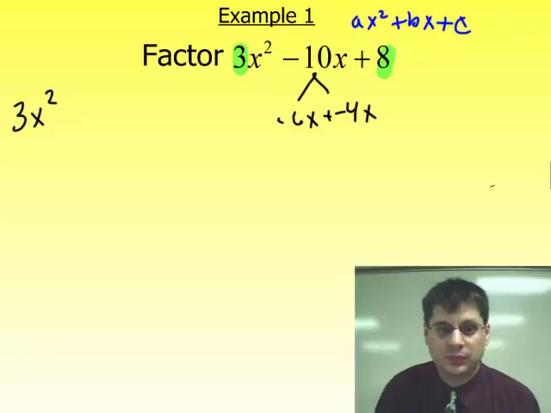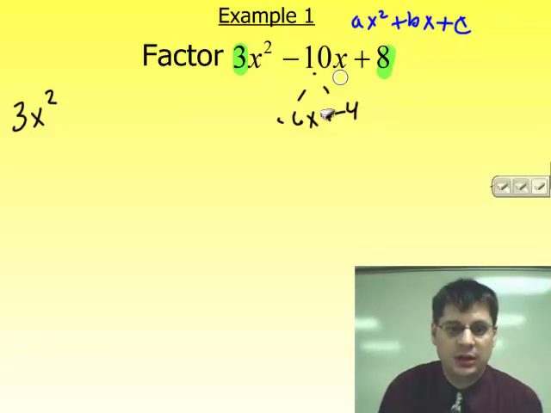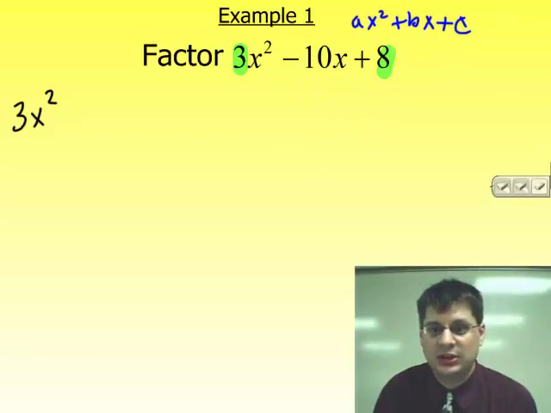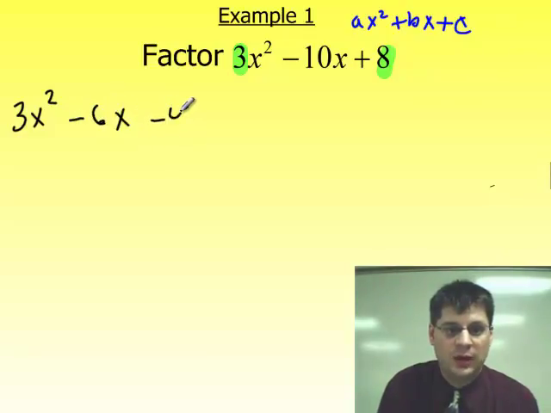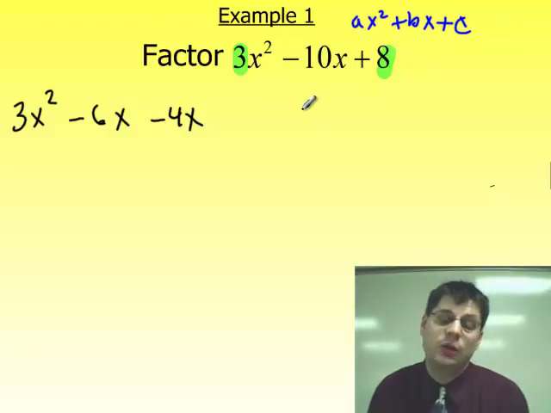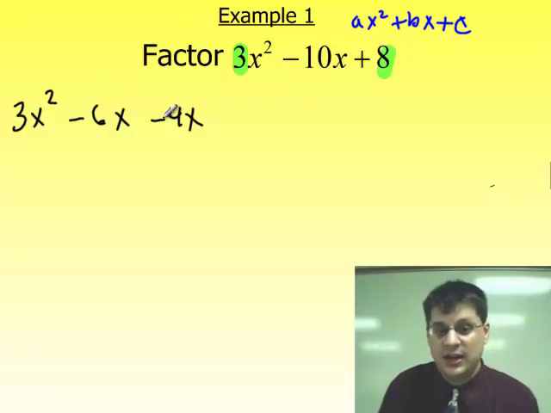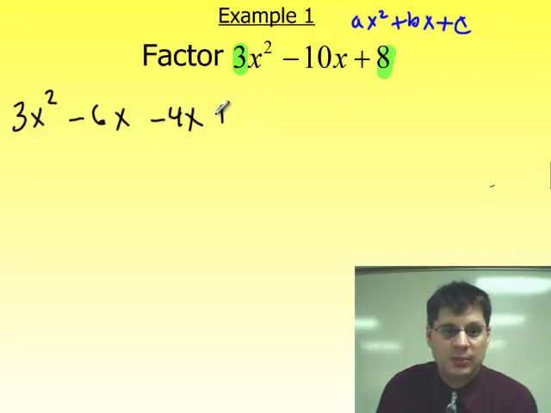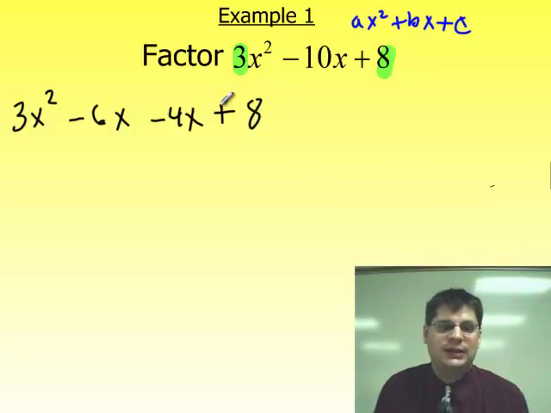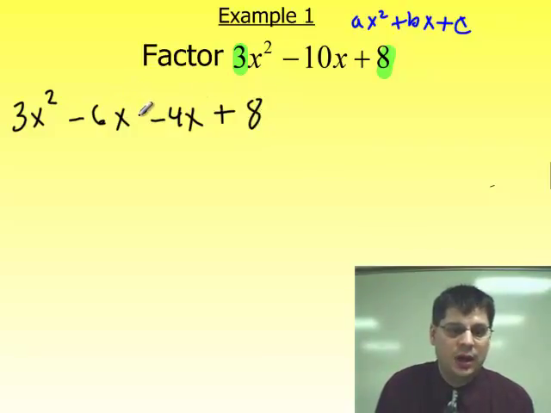So over here, instead of writing -10x, I'm going to put my -6x and -4x. Now, you may ask, well, which one goes first? It doesn't matter. I could have put the -4x and then the -6x. So, again, it doesn't matter. And then I'm going to put plus 8. So it's plus negative.